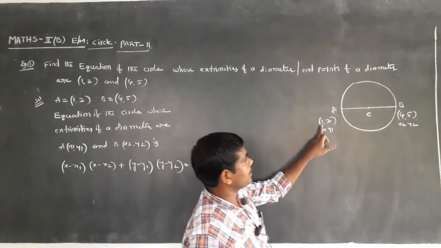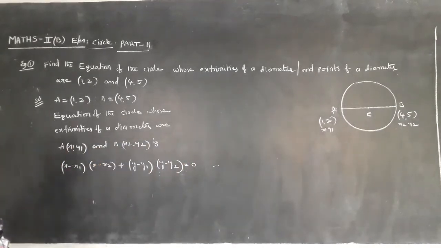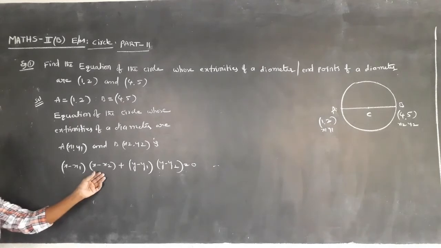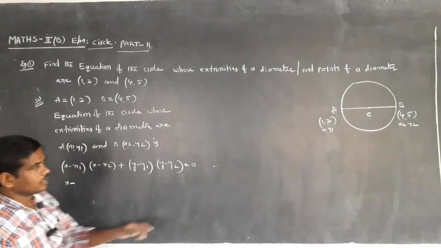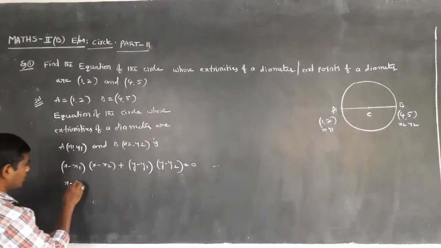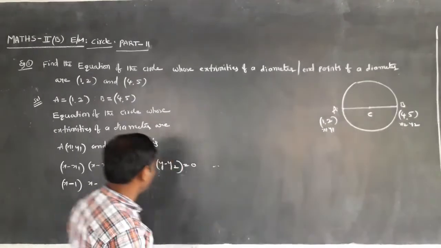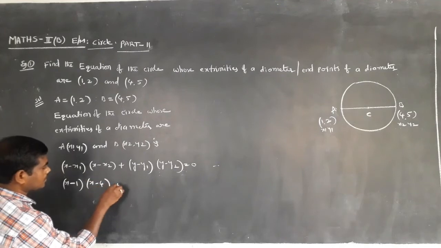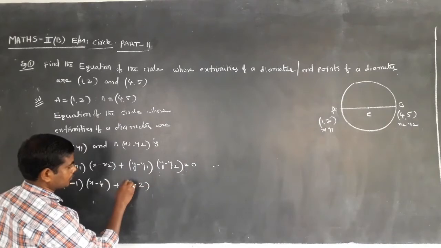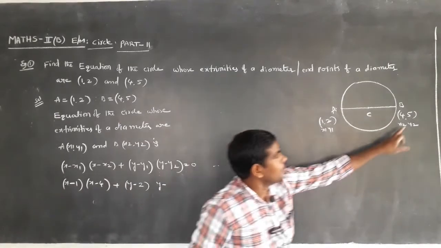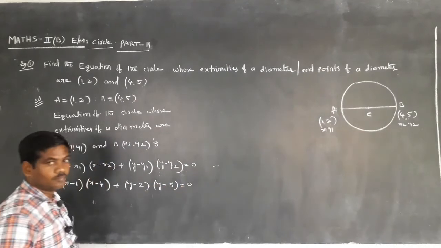Here let A be (x1, y1) and B be (x2, y2). Substitute the x1, y1 and x2, y2 values in the above formula. (x - 1)(x - 4) plus (y - 2)(y - 5) is equal to 0.